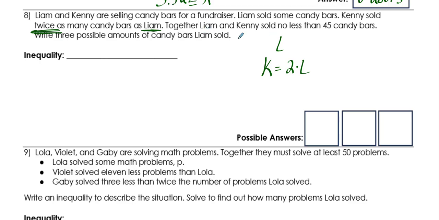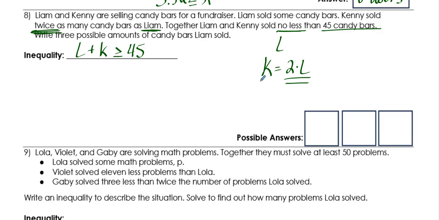Together, Liam and Kenny sold no less than 45 candy bars. Right, 3 possible amounts for the candy bars Liam sold. All right, so Liam plus Kenny, we know that's no less than 45. That has to be greater than or equal to 45. It's not less than it. It could be equal to it, but it's not smaller than it. Problem is, we don't know how to solve an equation like this. That has 2 variables in it.